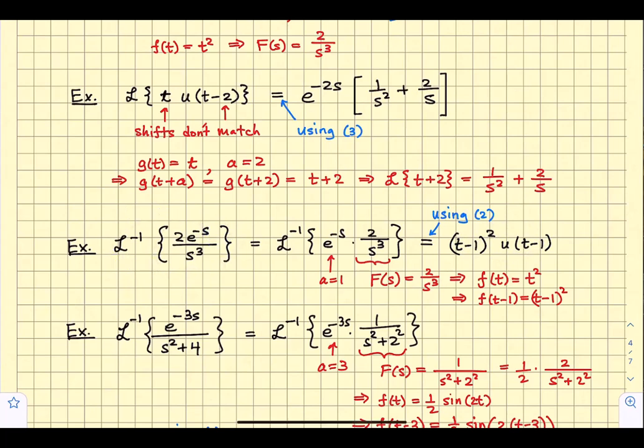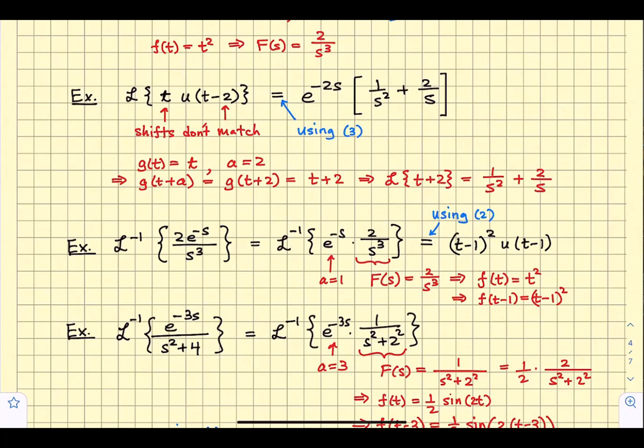Take a moment and look at this. We've never inverse transformed things that looked like this. This is a new type of function that we're inverse transforming, and we're really expanding our repertoire by having added these theorems involving unit step functions.